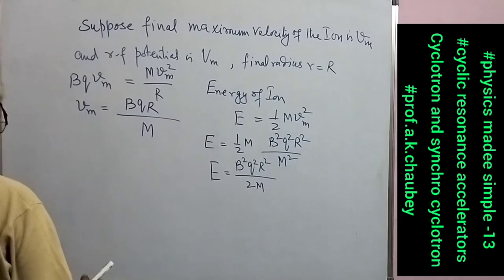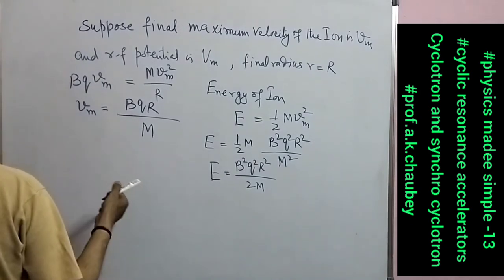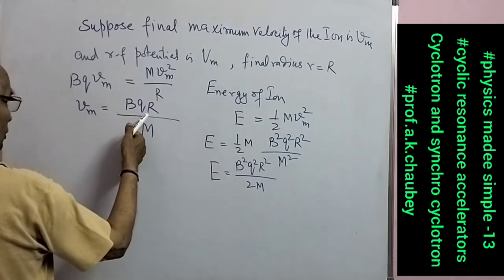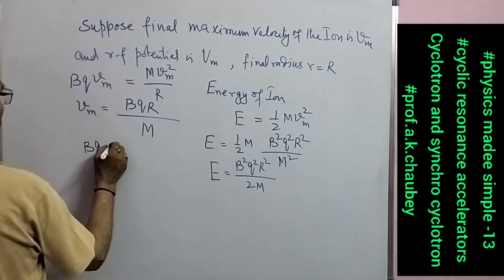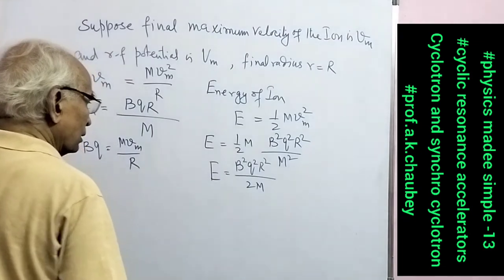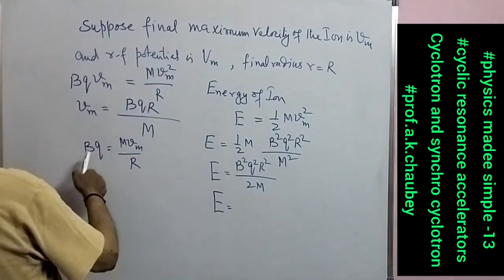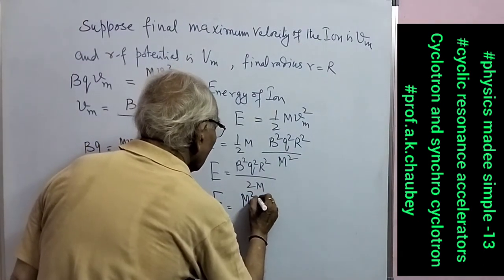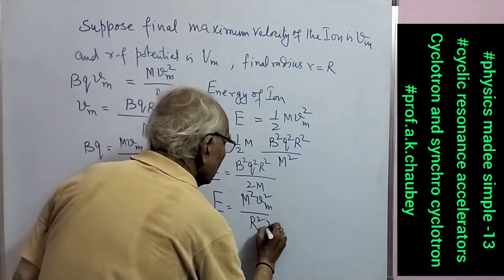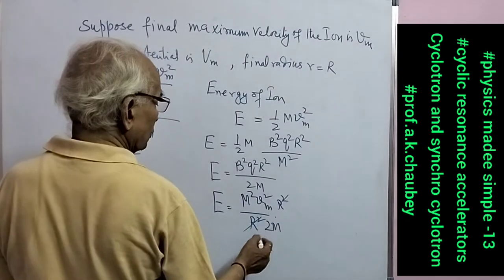Okay, so E is equal to B square q square R square over 2m. Now we can substitute Bq. Bq is equal to m Vm over R. So we substitute here, Bq in terms of the magnetic field. E is equal to q square, this is m square Vm square over R square, and here 2m, and here R square. So this R square cancels, and one m also. What we get?